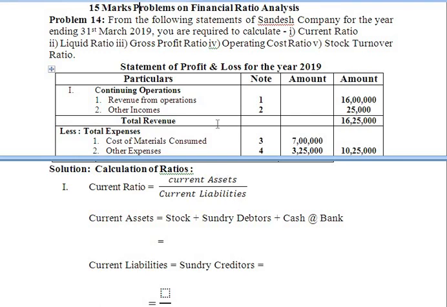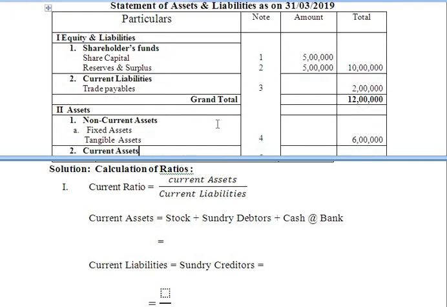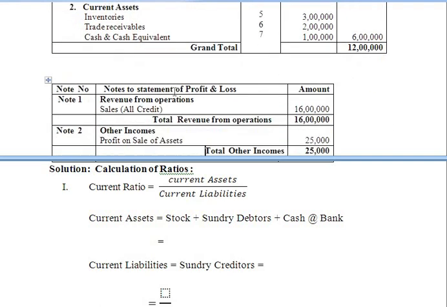Now what is the total amount of current assets? Where will we get it? We need to check the balance sheet, the statement of assets and liabilities. On the asset side we have current assets. The total current assets is 6 lakh, and current assets include inventories, that is stock, plus sundry debtors, that is trade receivables, plus cash at bank. Details of current assets we can find in the notes.